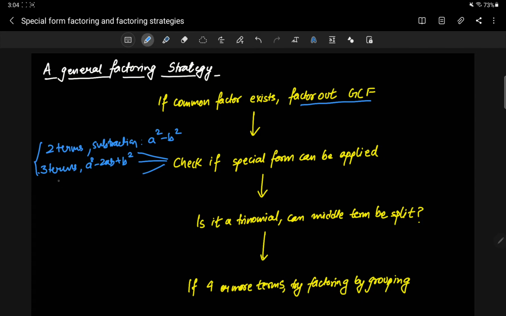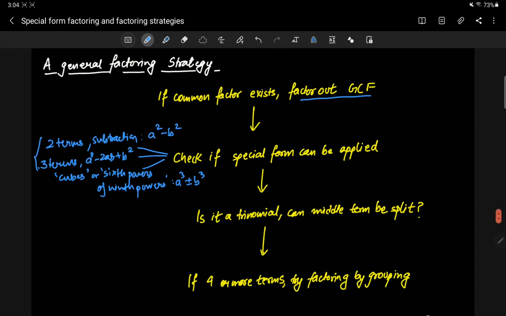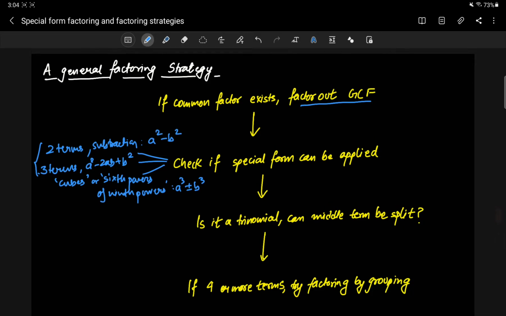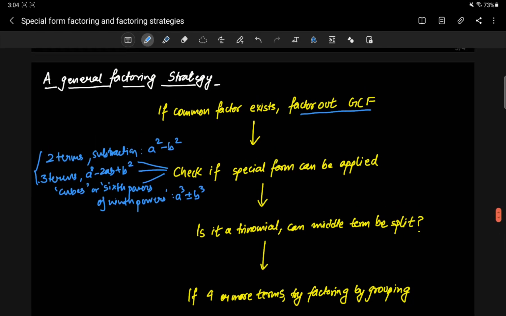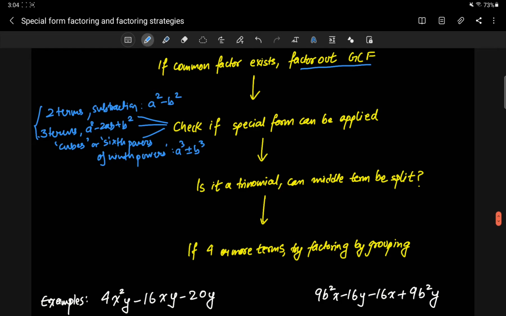But the one that's sure shot, for now in this course, is if you see cubes or sixth powers or ninth powers, then it's probably a cube plus or minus b cube, right? Because 9 is also 3 times 3, so anything to the power 9 can also be written as a cube. And then the three terms case sort of follows here.